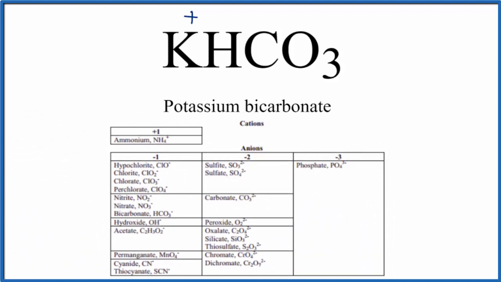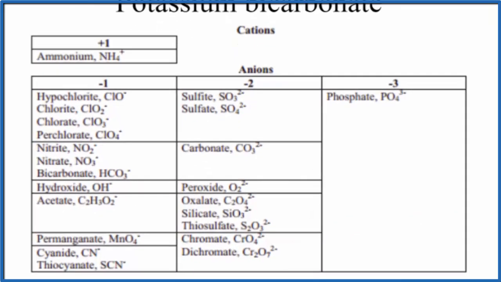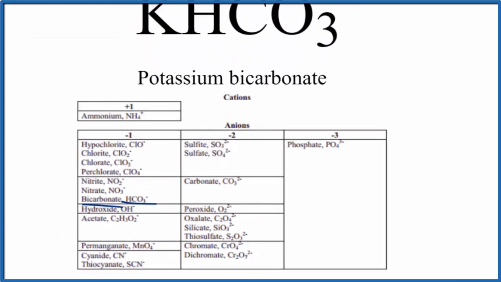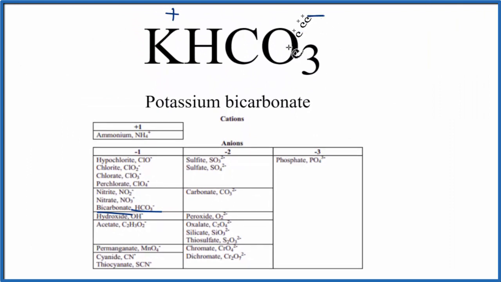Some teachers allow you to use this, some don't. So check with your teacher. So let's see if we can find HCO3 here. Let's go down, and here it is, HCO3 minus, the bicarbonate ion. So we know that this whole ion here has a negative charge. So we have our positive ion and our negative ion, and because there's a positive and negative, they're attracted to each other, and that's what makes that ionic bond.